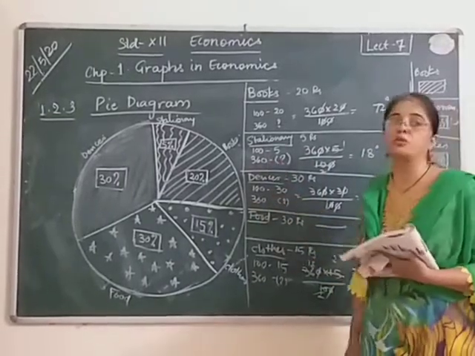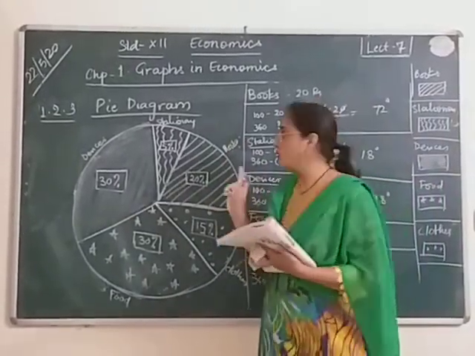Suppose he is getting 140 rupees, then 140 is divided like this. Then you will do what?